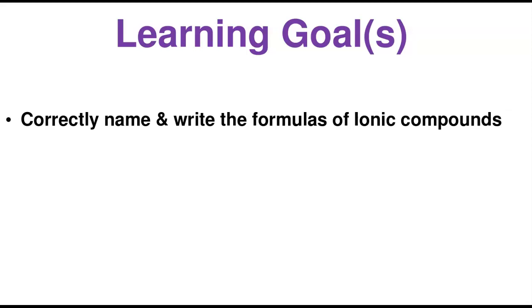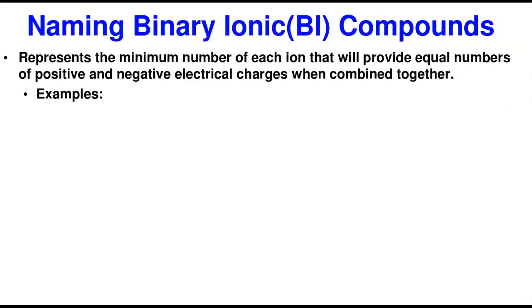Now, let's go straight into what we need to do today. In this lecture, we're going to be trying to achieve a single goal here. The goal is to correctly name and write the formulas of ionic compounds. And we know there are different categories of ionic compounds, and we're going to look at this as we move on. So the first thing we're going to be looking at is naming binary ionic compounds.